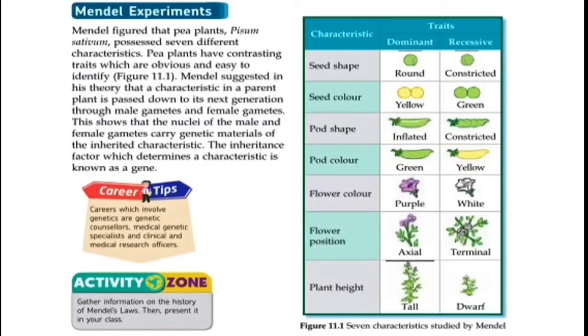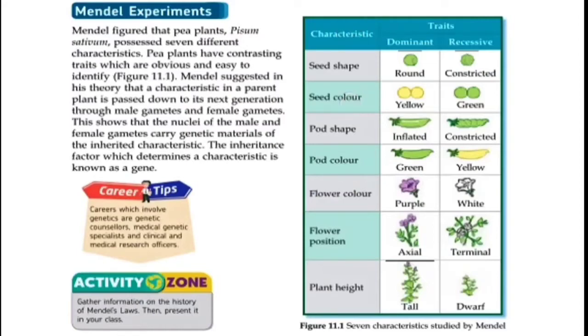So Mendel's experiment. Mendel figured that pea plant, Pisum sativum, possesses 7 different characteristics. So look at this figure 11.1. Dia guna pea plant dalam dia punya eksperimen, because pea plant have 7 different characteristics. So the first one, for example, seed shape. Seed shape characteristic, traits dia can be round or constricted. Round itu dominant trait and recessive trait dia adalah constricted, dia punya seed shape.